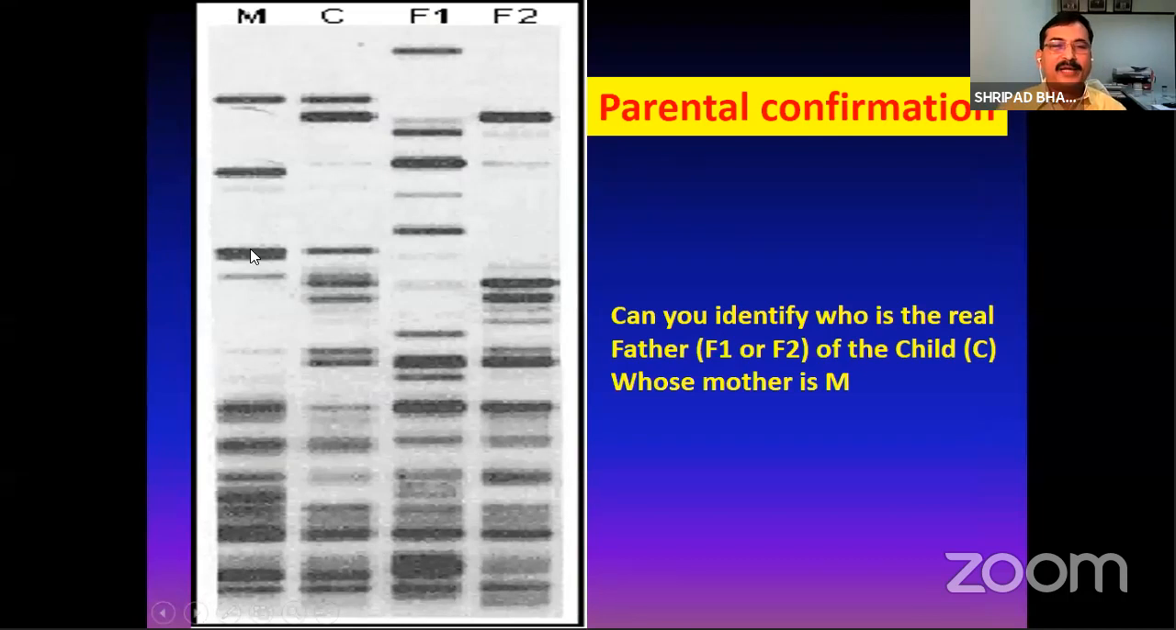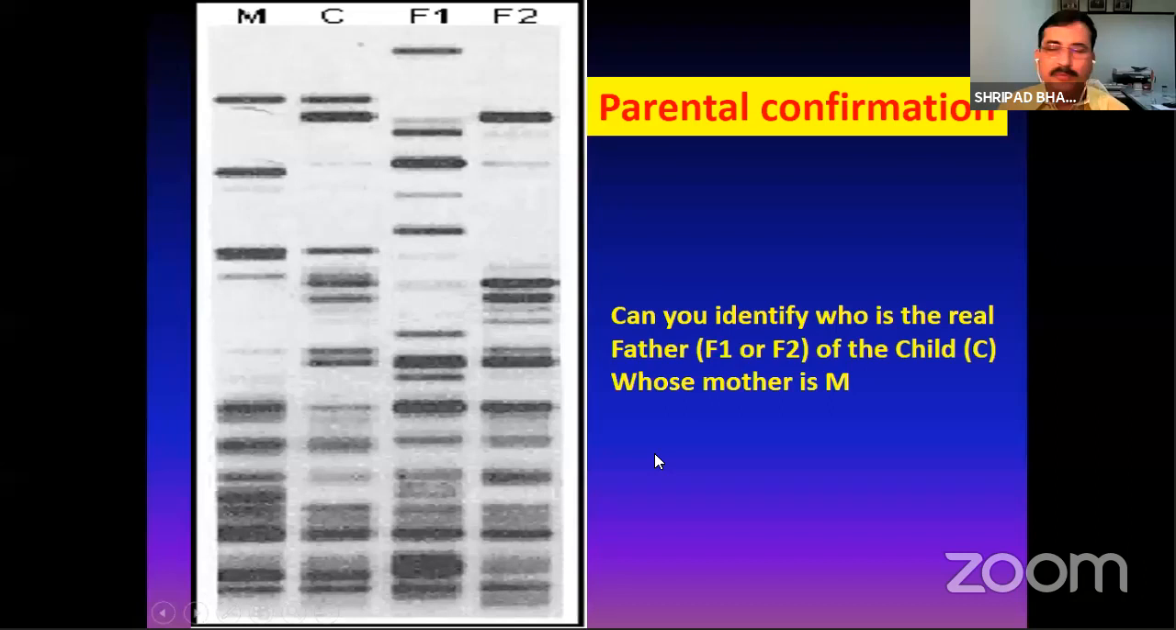The mother profile, child profile, two fathers, which one? You consider the actual father. Father one or father two. Now you should be quick enough to identify the bands. Okay? All right. I think you have done correctly. Father two should be the correct one, because you see that this is a child. One band is matching with father. One band is matching with mother. Similar case here. Okay, one by one band you have to match.